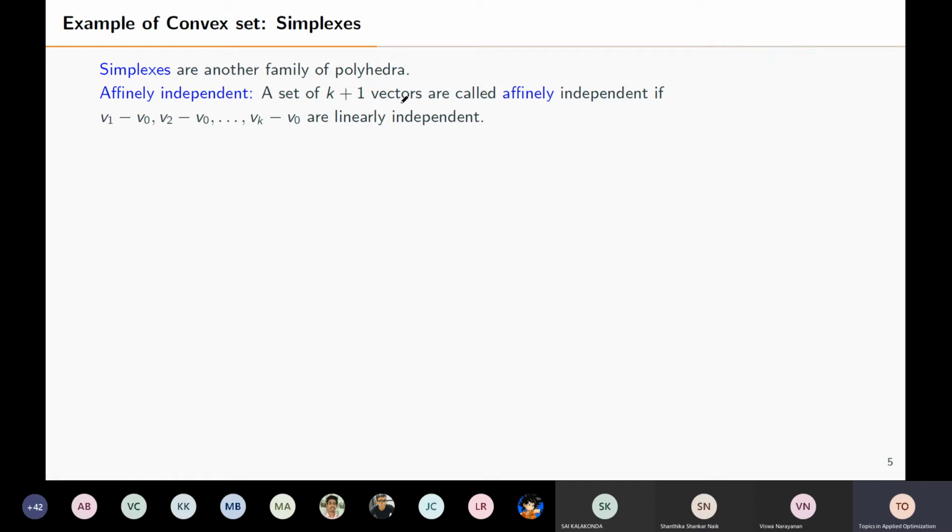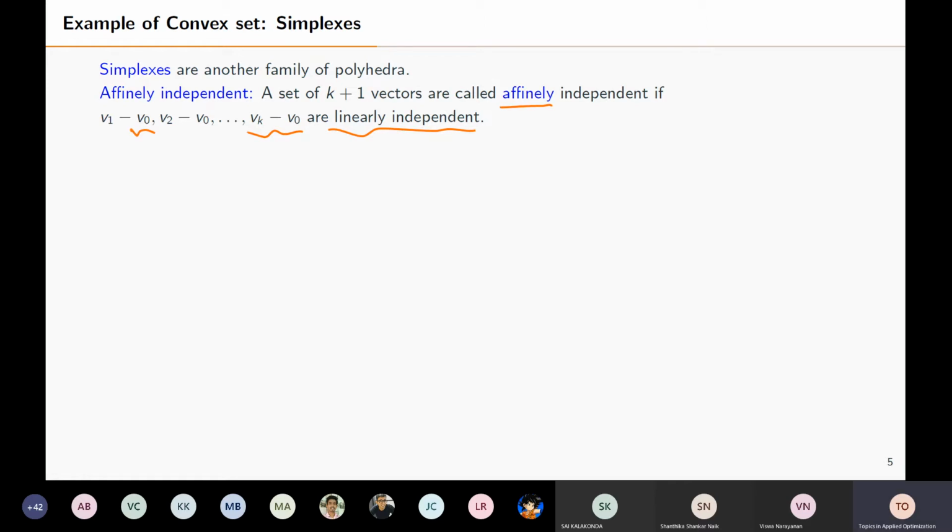A set of k plus 1 vectors is called affinely independent if there is a vector v0 in the set such that v1 minus v0, v2 minus v0, up to vk minus v0 are linearly independent. And this is linear independence in the sense of vector spaces that we talked about, the usual linear independence. Then we call it affinely independent.